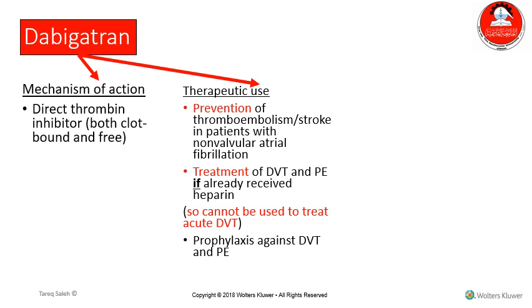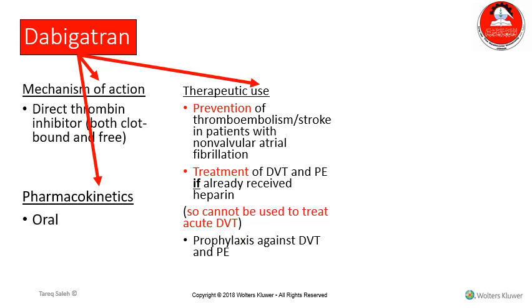Dabigatran can also be used for the treatment of deep venous thrombosis and pulmonary embolism only if the patient has already received a parenteral anticoagulant such as heparin, which means that you can't use dabigatran alone for the acute treatment of deep venous thrombosis. However, dabigatran is useful for the prophylaxis against deep venous thrombosis and pulmonary embolism in patients who are at risk.